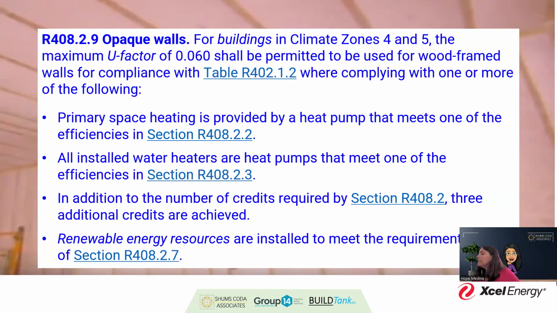So if you have gas heat, you would still need a heat pump to be a dual fuel source if you were going to utilize this particular option. Then the answer would be yes. This is just one of those built-in flexibility items for climate zones 4 and 5, basically saying, hey, we'll let you have a little bit less efficient walls. But if you're going to have less efficient walls, you have to do all these additional measures to get that option.